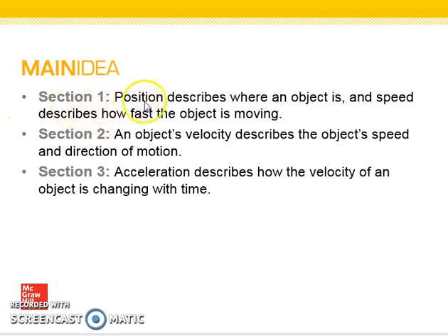Section 1's main idea is position describes where an object is, and speed describes how fast the object is moving. Section 2, an object's velocity describes the object's speed and direction of motion. Section 3, acceleration describes how the velocity of an object is changing with time.